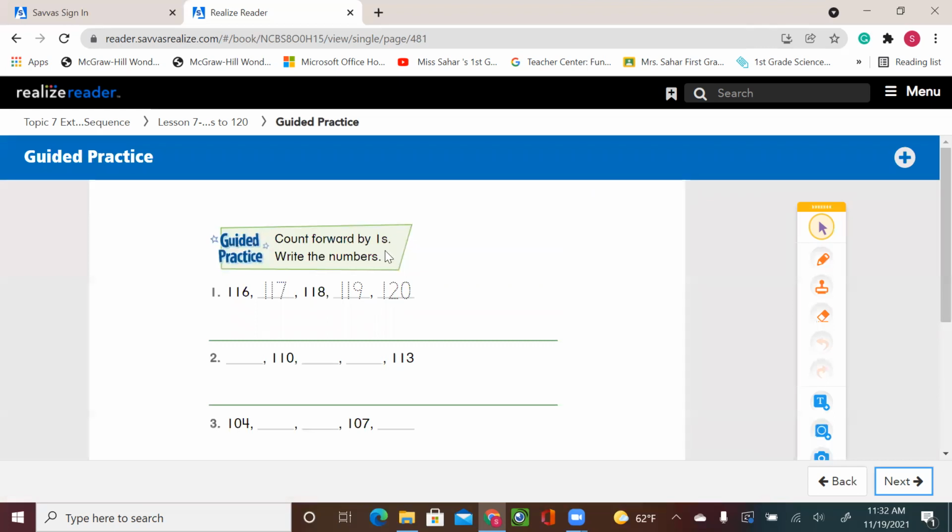Count forward by ones. Write the numbers. As we see, 116, after 16, 117, after 17, 118, 119, 120. Very good. So let's go and see number 2.